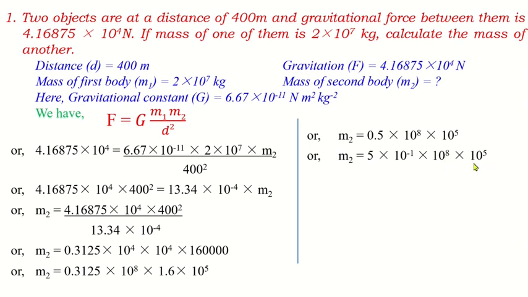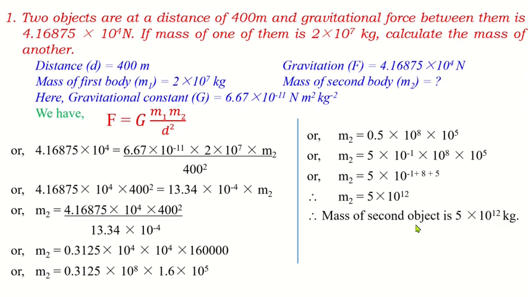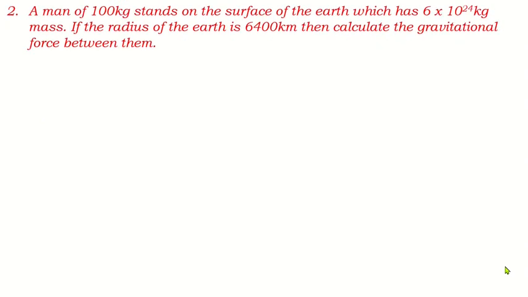8 plus 5 is 13. 13 minus 1 becomes 12. That's why m2 is equal to 5 into 10 to the power 12. And we can write, therefore, the mass of the second object is 5 into 10 to the power 12 kilogram. Okay, let's have another numerical problem.